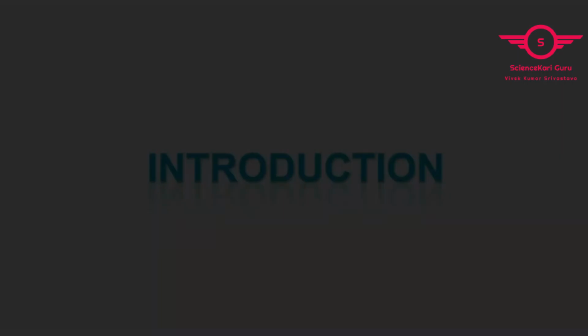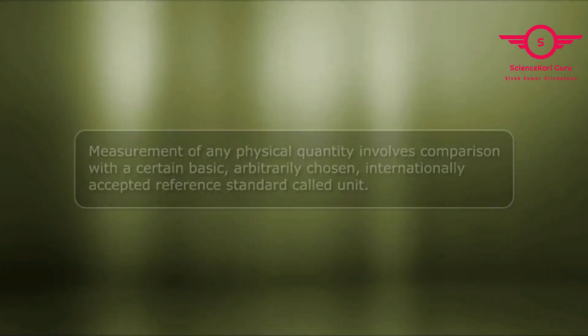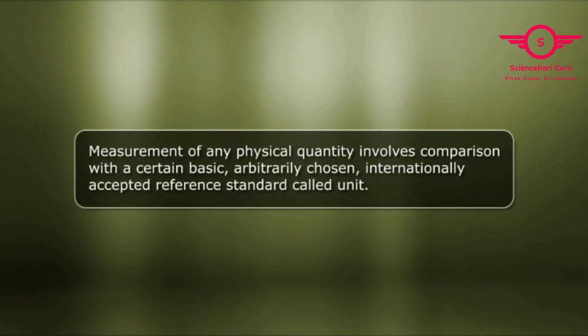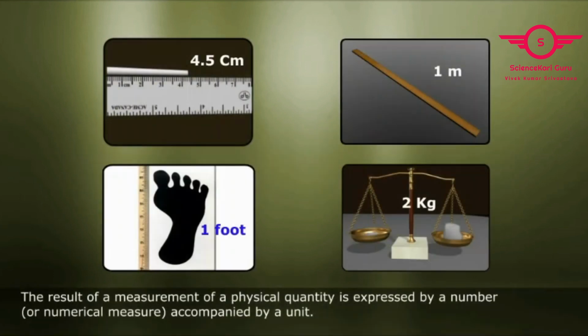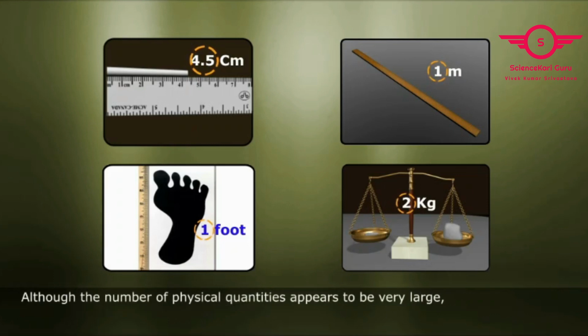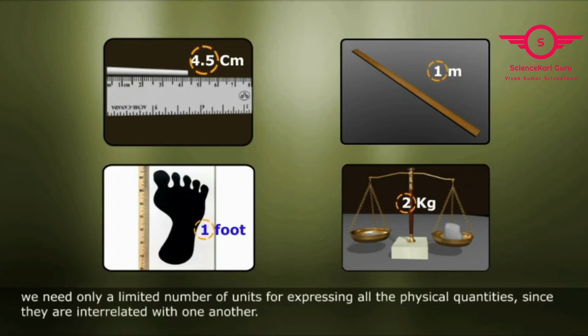Introduction. Units and measurements. Measurement of any physical quantity involves comparison with a certain basic, arbitrarily chosen, internationally accepted reference standard called unit. The result of a measurement of a physical quantity is expressed by a number or numerical measure accompanied by a unit. Although the number of physical quantities appears to be very large, we need only a limited number of units for expressing all the physical quantities, since they are interrelated with one another.